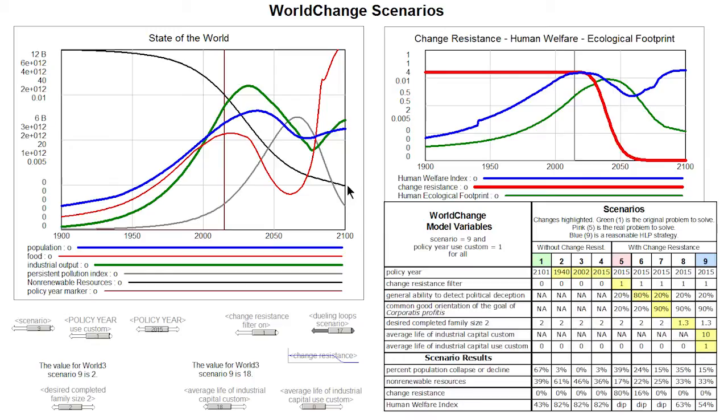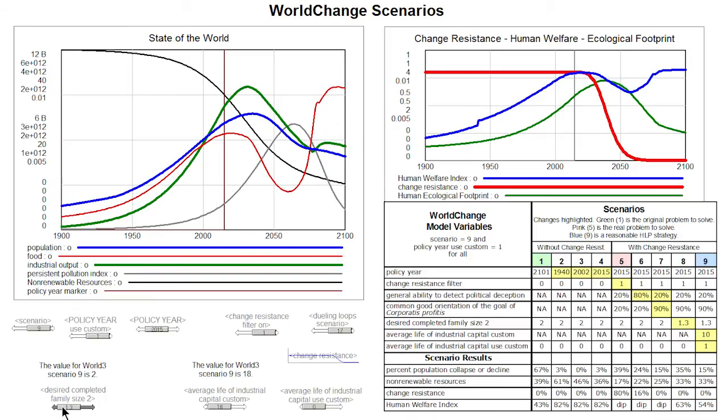In the World 3 model, the solution included a desired completed family size of 2, right over here. Now that the entire system is trying to solve the problem, this can be realistically changed to a one-child per family policy, just like China did starting in 1979. In the areas where that policy was fully implemented, the results were 1.3 children per woman. So let's use that. We're going to change this from 2 to 1.3.